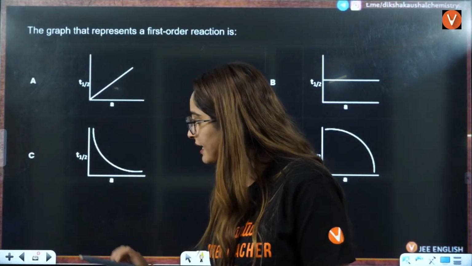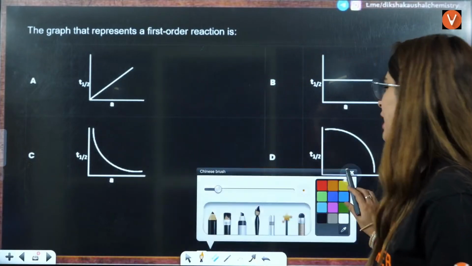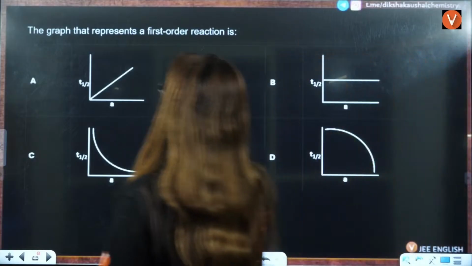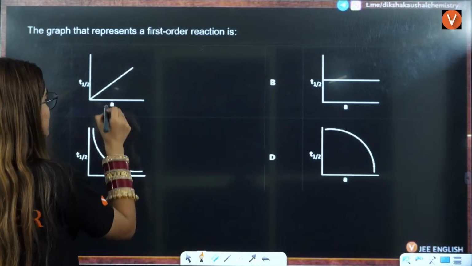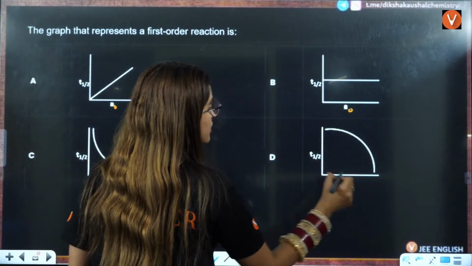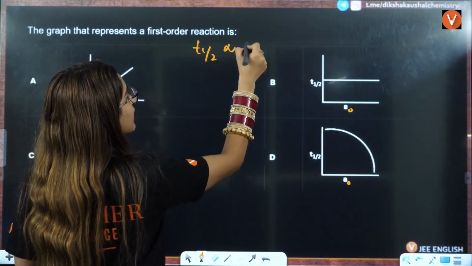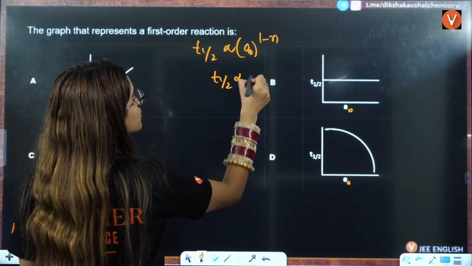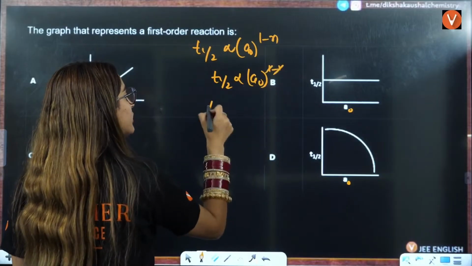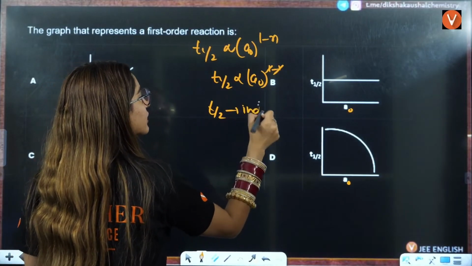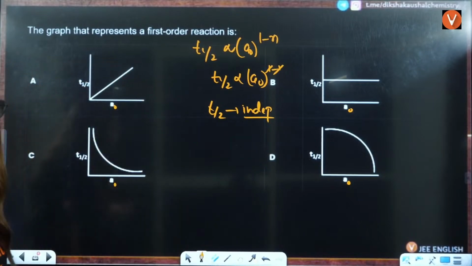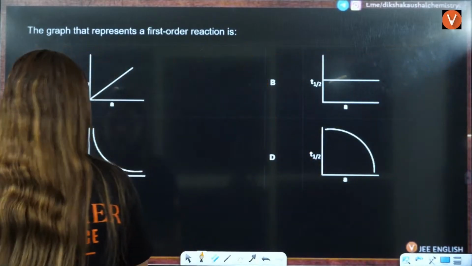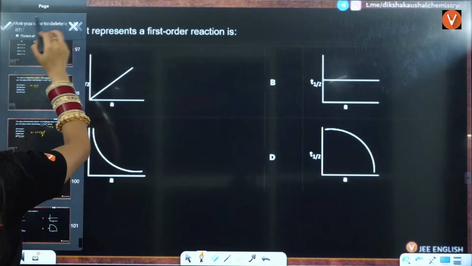Next, I think this is the last question. Let us see. The graph that represents first order reaction. We know that if we are comparing it with the initial concentration, this will be the initial concentration. So T half we know is proportional to A naught raised to the power 1 minus n. For first order reaction, order is 1, so A naught raised to power 1 minus 1. So T half is independent. That means as the concentration is increasing, there is no effect on the T half. So B is the correct answer here.